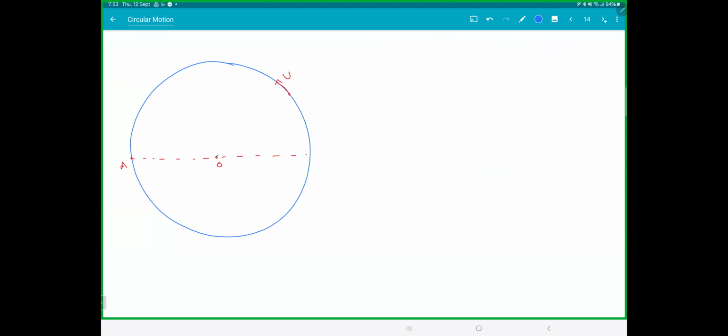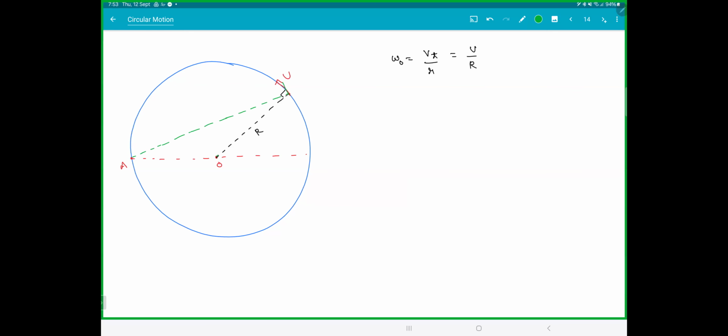Now, first, if you ask O to see, O's life is easy. This is your R. This is perpendicular, so straightforward. So O will say v tangential by R, v tangential is U, and radius is R. Done. But the problem for A is that when you try to draw that line, that angle is not 90, isn't it?